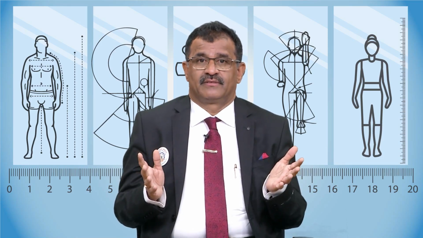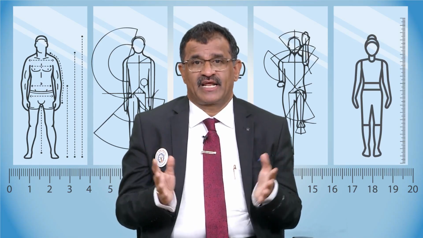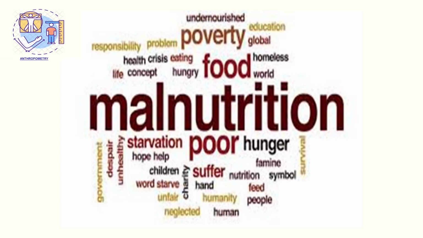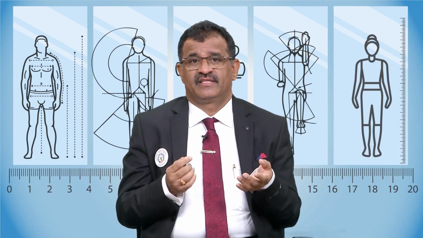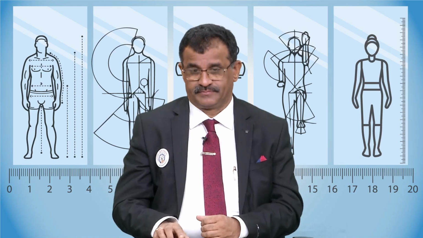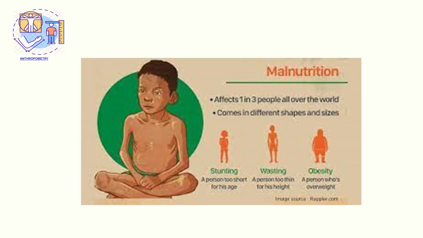Nutrition has many roles to play. There are many factors which affect nutrition: hunger, famine, starving children, even education, homeless children. There are many factors which are responsible for malnutrition in any country. Here in this image you can see three major effects of malnutrition.